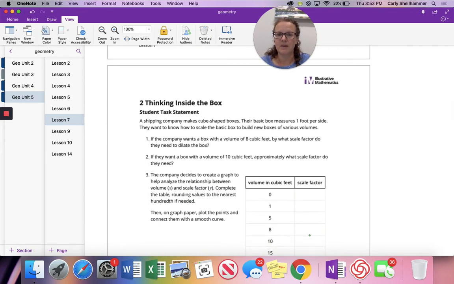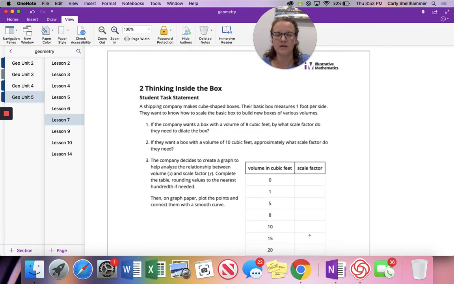So, thinking inside the box: a shipping company makes cube-shaped boxes. Their basic box measures 1 foot per side. They want to know how to scale the basic box to build new boxes of various volumes. If the company wants a box with a volume of 8 cubic feet, by what scale factor do they need to dilate the box? So they want 8, the original is 1, times something cubed. Okay, so our scale factor is 2, because 2 cubed is 8.